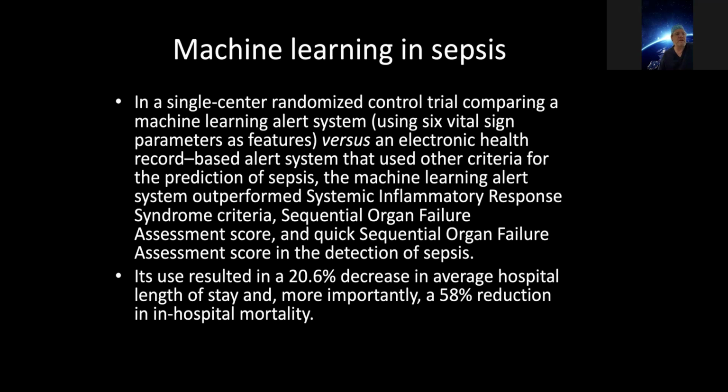And you can see that if you use this kind of machine learning, where you put in 6 vital sign parameters and compare that with normal scores, like organ failure scores or systemic inflammatory response scores, in order to detect sepsis, in one of these single center studies they could show that you can significantly reduce the hospital length of stay and the in-hospital mortality. So we're talking about a huge impact which these machine learning models could have in the future.